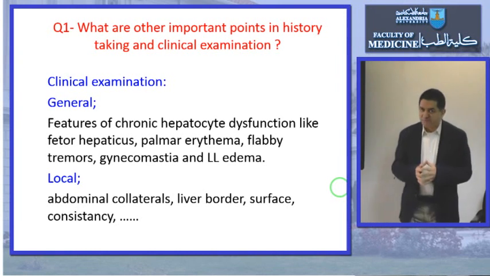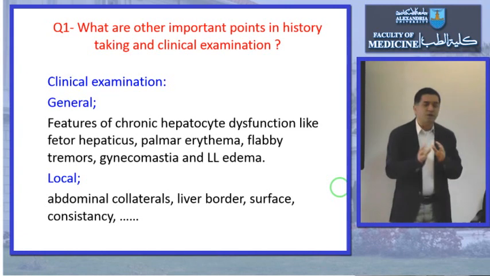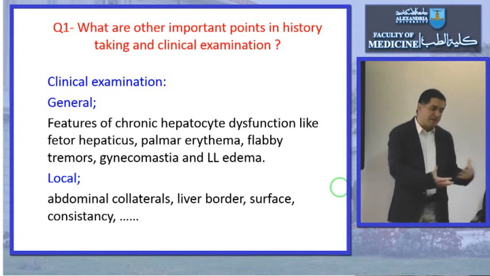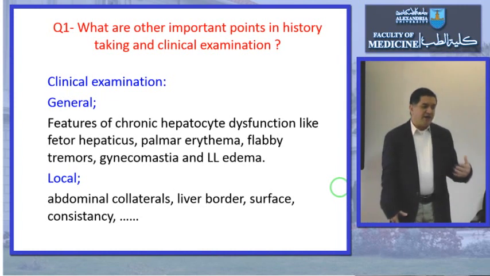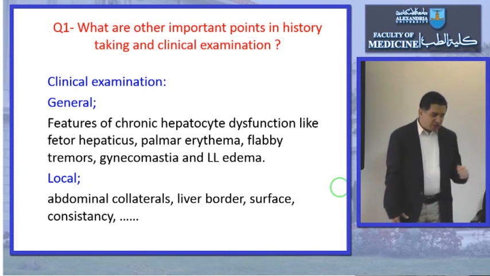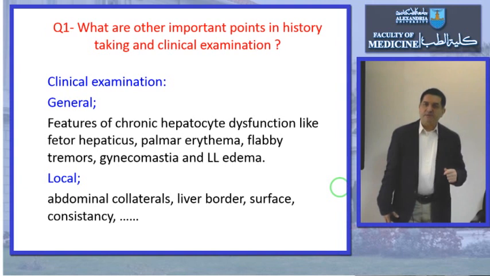Regarding the local examination of our patient, you have to search for abdominal collaterals on inspection, and on clinical examination, of course, you will examine by palpation the liver, the spleen, and the kidneys.